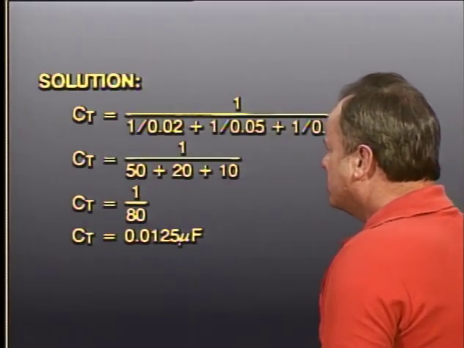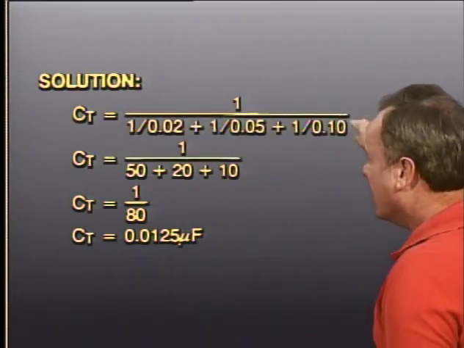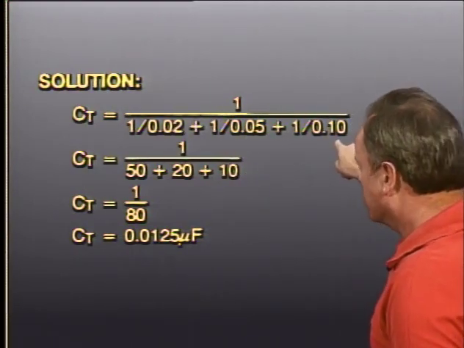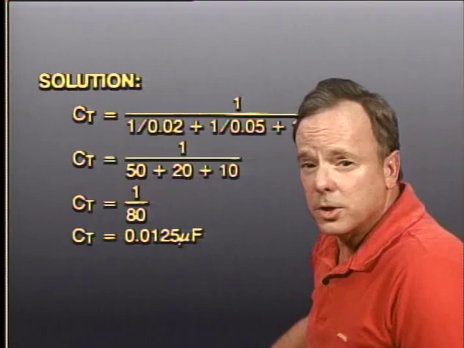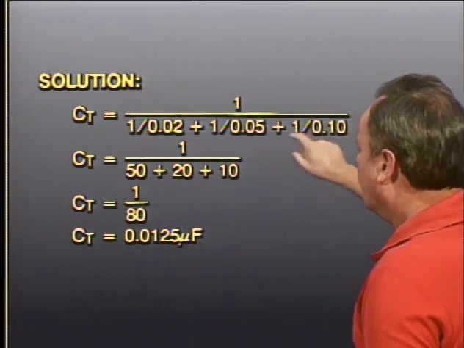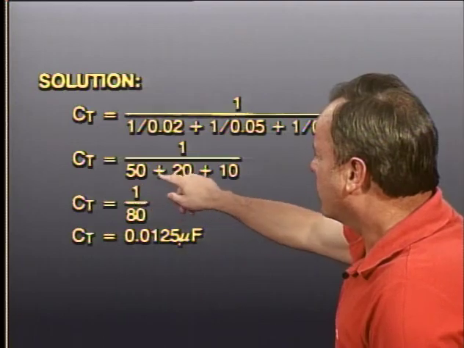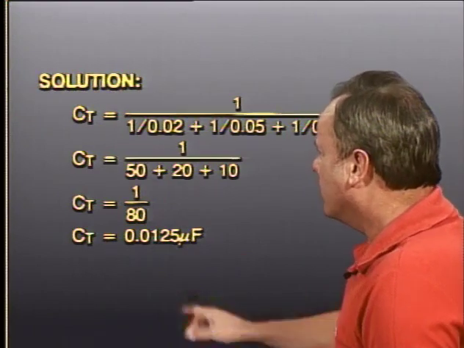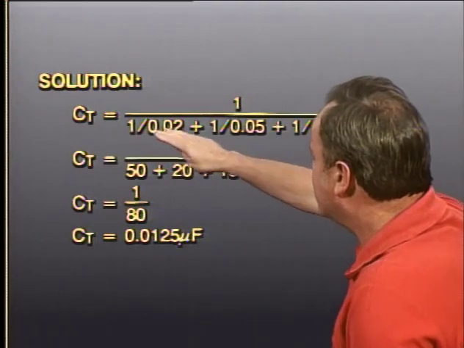What you do is take 1 over this whole mess, which is 1 over this capacitor, 1 over that capacitor, and 1 over that capacitor. It's the same formula. They will give you that formula. So it's 1 divided by 0.02, and you can use your calculator, that comes out to 50. 1 divided by 0.05 comes out to 20, and 1 divided by 0.10 comes out to 10. So it's 1 over 50 plus 20 plus 10, which comes out to 1 over 80, and you use your calculator and figure that out, and it's 0.0125 microfarads. So this is capacitors in series.